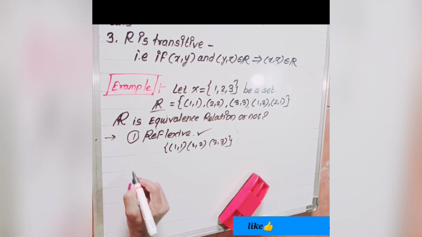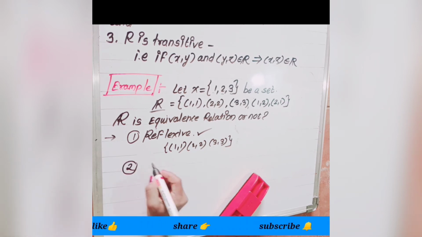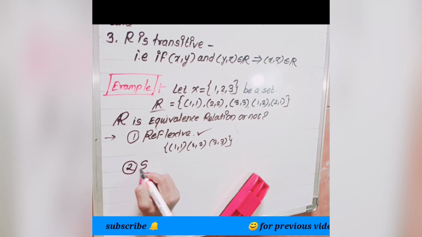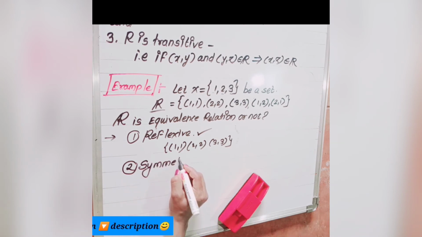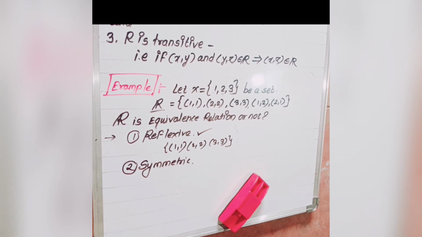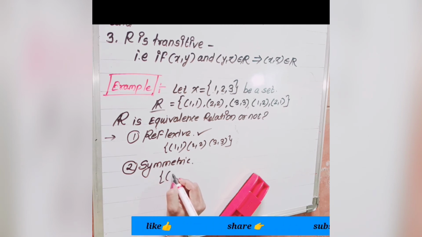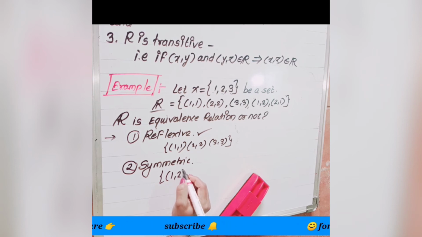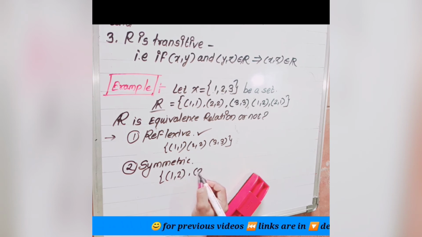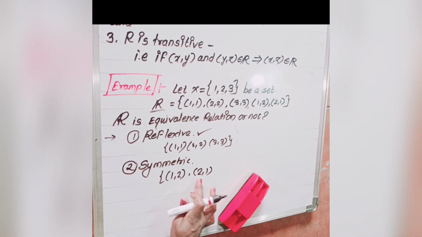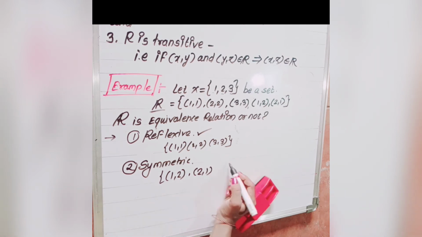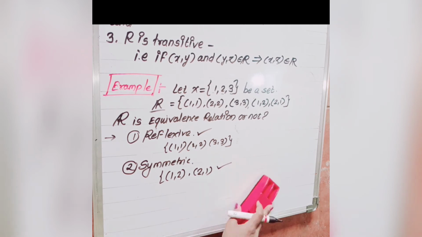So the second one is symmetric. Is the relation symmetric or not? For symmetry, if we consider the element (1,2), 1 is related to 2, and the ordered pair (2,1) is also here. So if 1 is related to 2, 2 is also related to 1. So this relation is a symmetric relation.